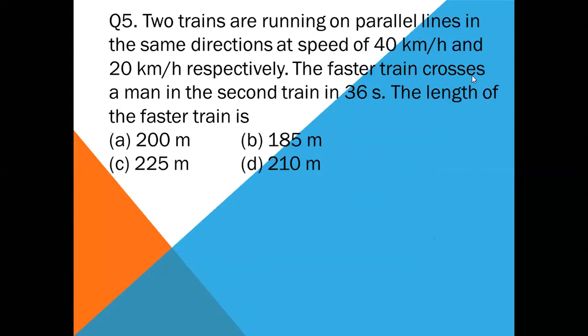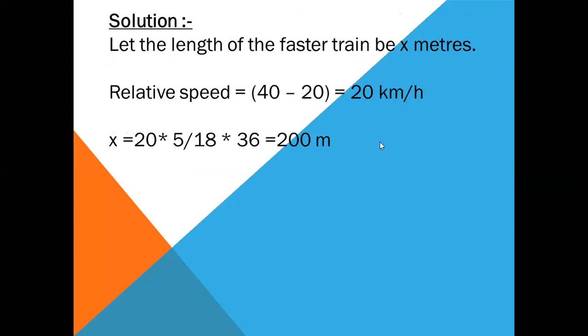Okay. I hope this question is clear to you. Let us move on to some different question. Like, two trains are running on parallel lines in the same direction at a speed of 40 kilometers per hour and 20 kilometers per hour respectively. The faster train crosses a man in the second train in 36 seconds. You have to find the length of the faster train.